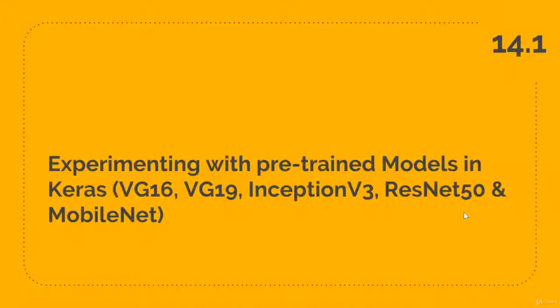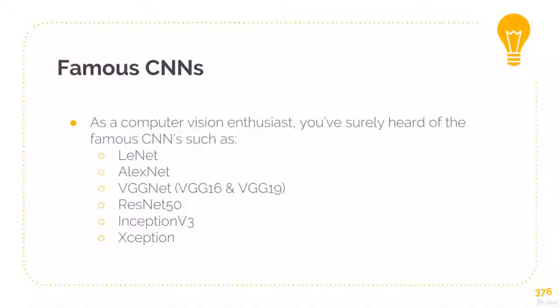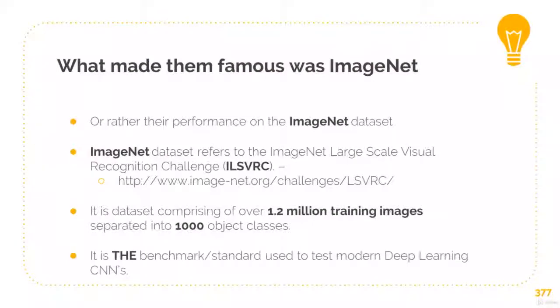Stay tuned. Hi, and welcome to chapter 14.1, where we start experimenting with some pre-trained models. And these models include VGG, Inception, ResNet, and MobileNet. And I'm sure as a computer vision enthusiast, you've heard of some of these models before. And what we're going to do in Keras, we're actually going to use these already trained models. But before we begin, let's talk about ImageNet.